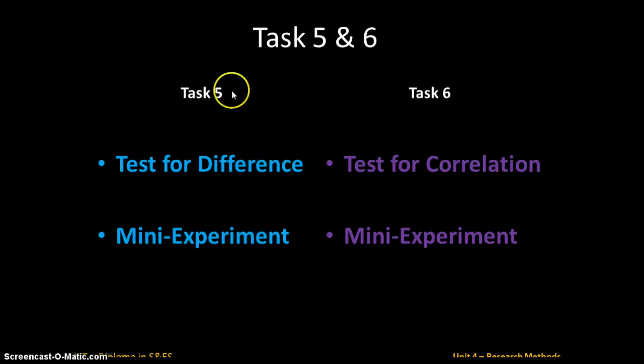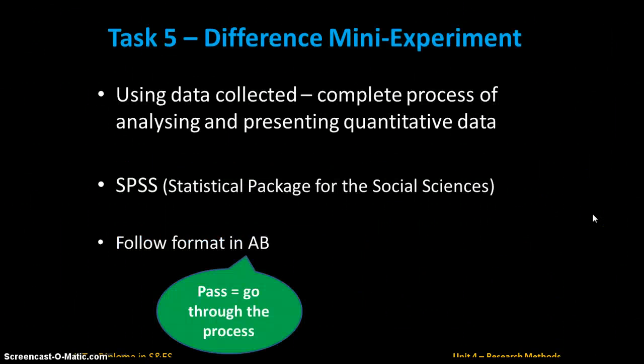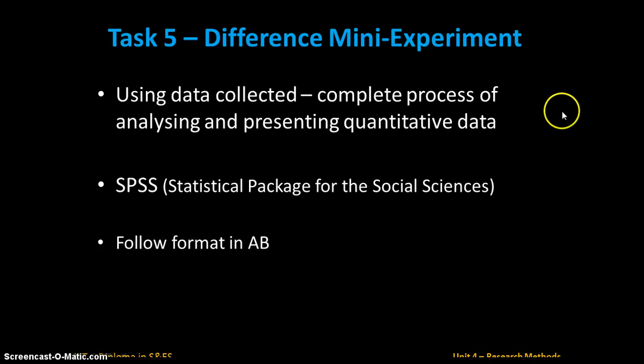So, as I said, task 5 will involve you doing a mini experiment and using the results of a test for difference from the data that you've collected, and task 6 is doing exactly the same process but for a test for correlation. So, in the mini experiment you will have already collected some data sets, and we're very lucky that we can send off that data to the guys at Chichester Uni, and they will put that data into SPSS and kick out some results back to us.